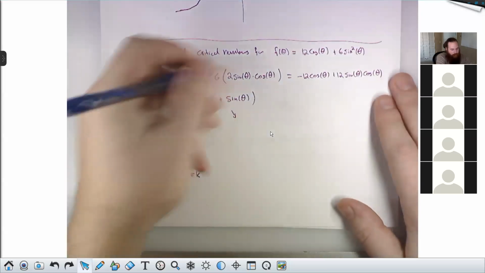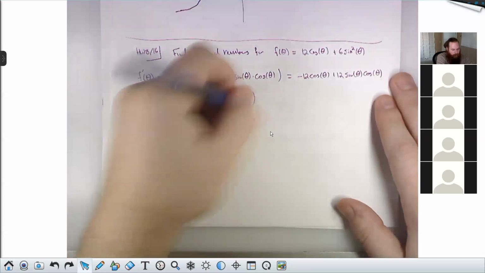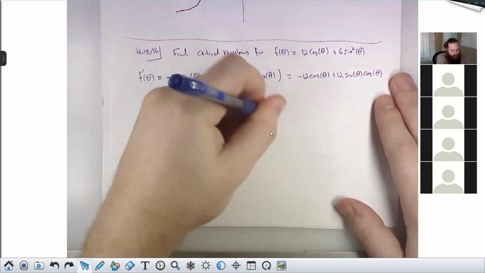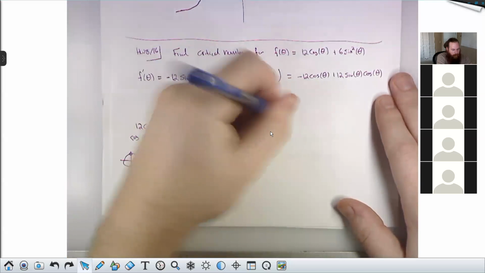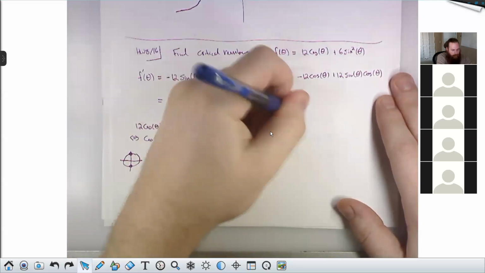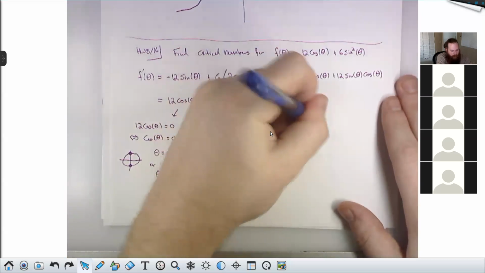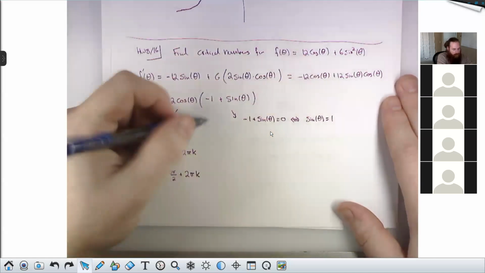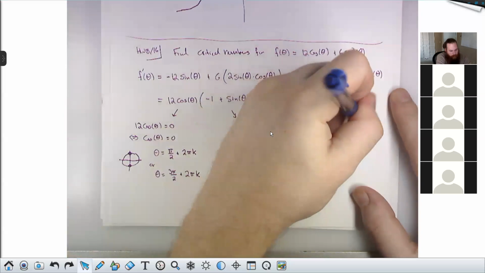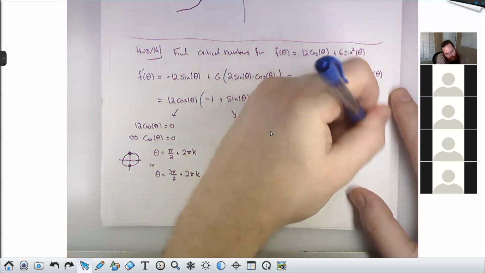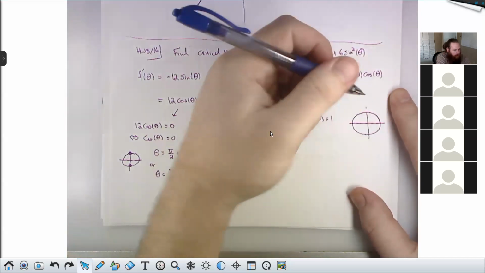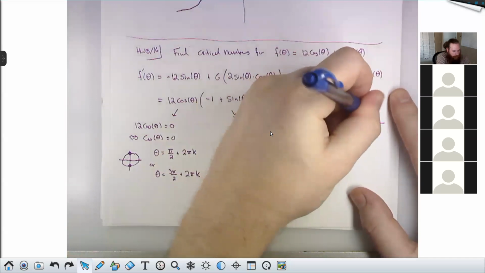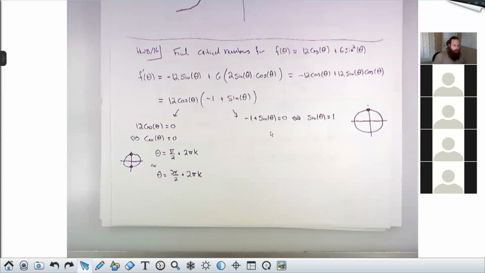If I set this equal to 0, that's the same as saying sine theta equals 1, which actually only has the 1 unit circle solution. That's on the right-hand side. Oh no, sine theta equals 1. That's at the top here. Oh, so there's overlap. Nice. Yeah, that's neat.